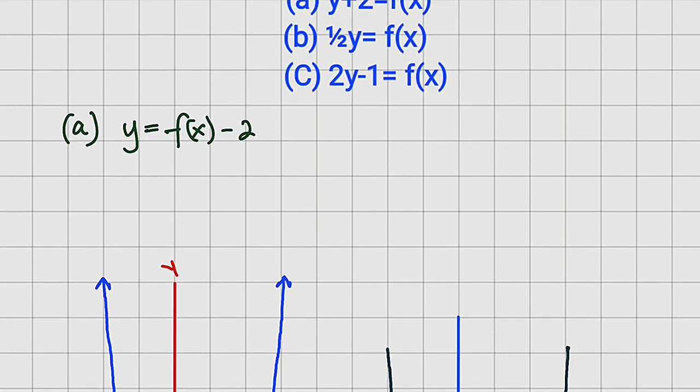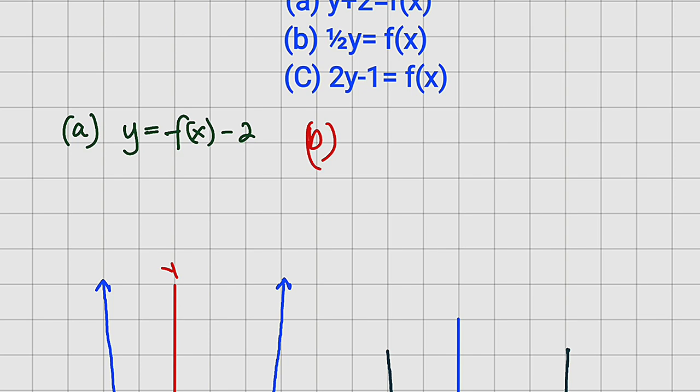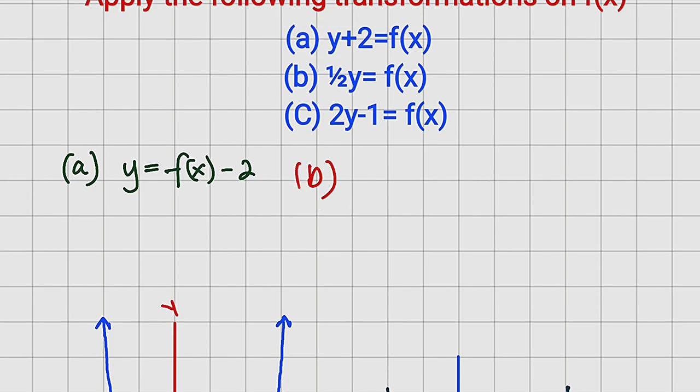Let's take the second part. The B part, we have 1 over 2 multiplied by y equal to f of x. To make y the subject, you multiply both sides by 2. Therefore, y will be equal to 2 times f of x. You should know that f of x here is representing y.